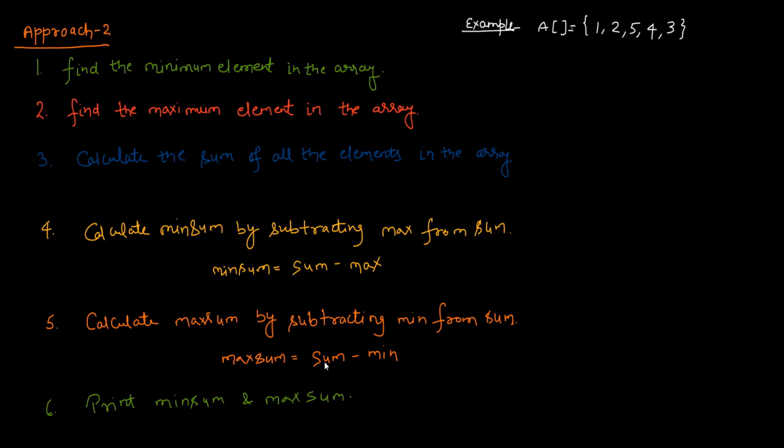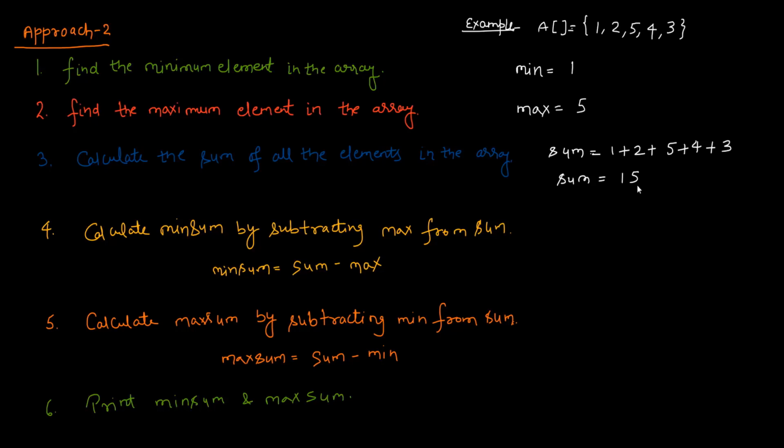In the first step, find the minimum element in the array. So the minimum element in the array is equal to 1. In the next step, we are going to find the maximum element in the array, which is 5. And in the third step, we are going to sum all the elements in the array and assign it to sum. So after summing all the elements, we will get 15.